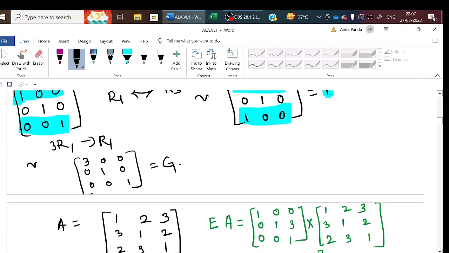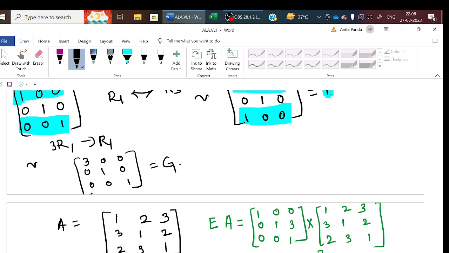Now let us go to the third variety. Here, any row is multiplied by a scalar. That means a row is replaced by a scalar multiple of itself. So here, for example, the first row is multiplied by 3. So it is replaced. Now let us look at the role of elementary matrices.